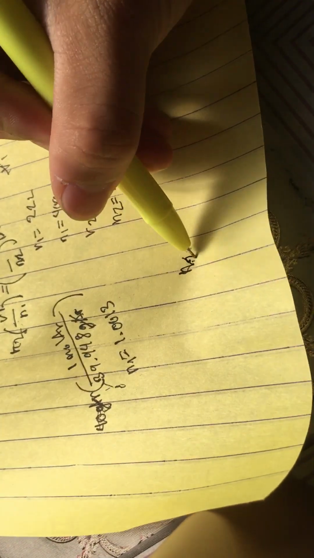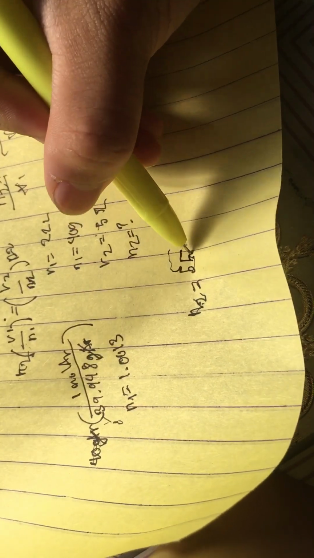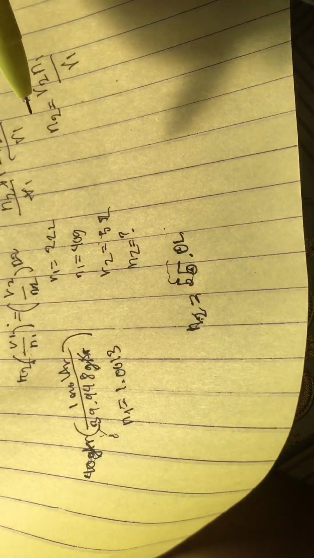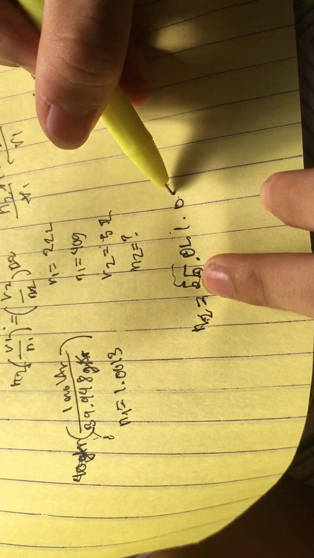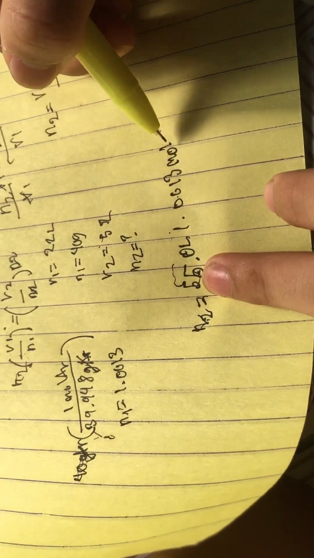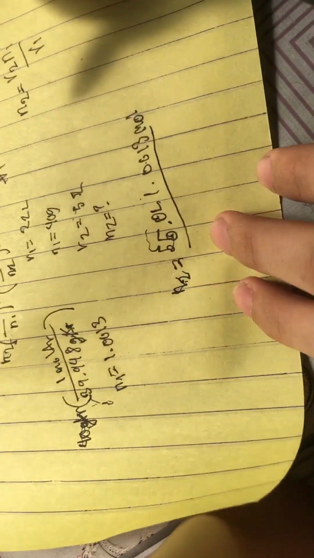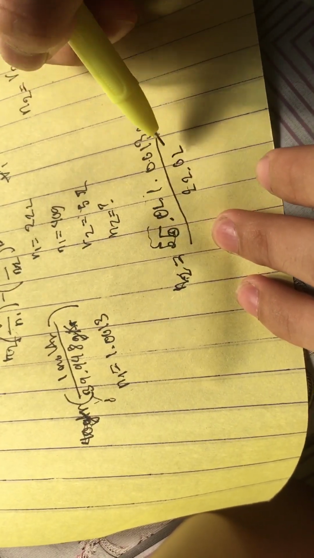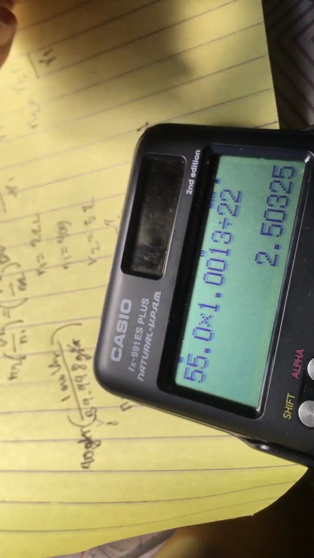So N2 is equal to V2, which is 55.0 liters, times N1, which is 1.0013 moles, over V1, which is 22.0 liters. Let's input them into the calculator. 55.0 times 1.0013 divided by 22 is equal to 2.5 moles.